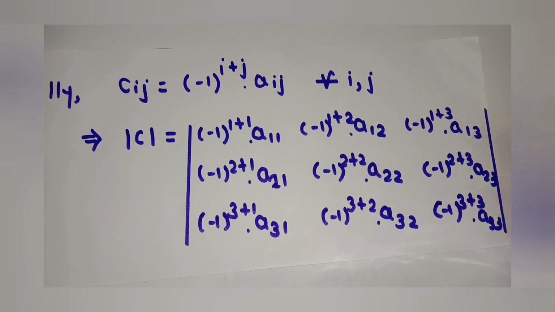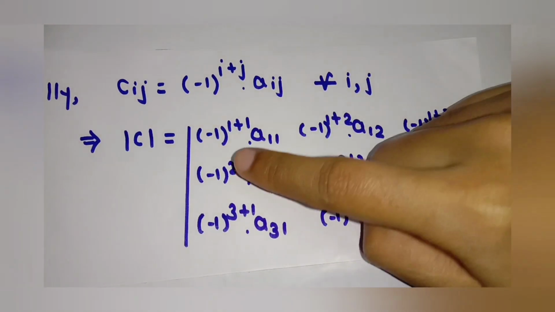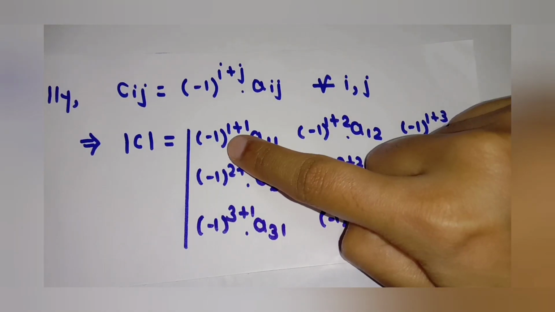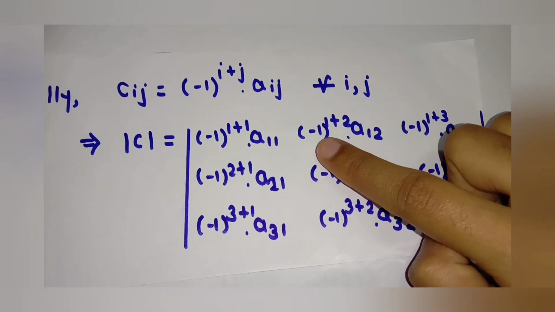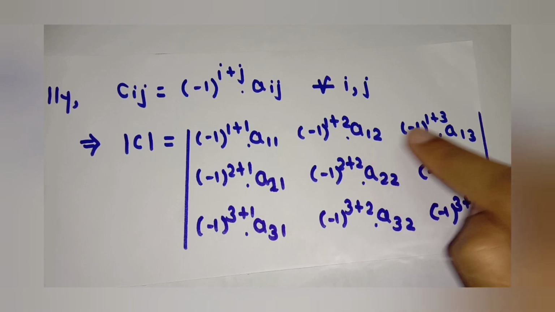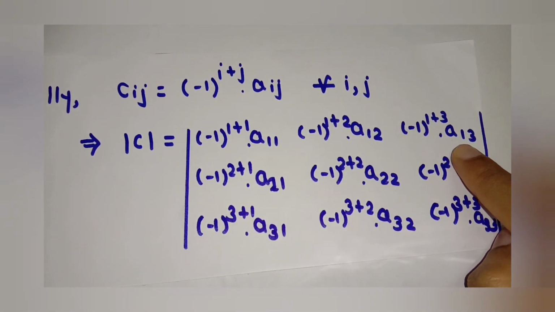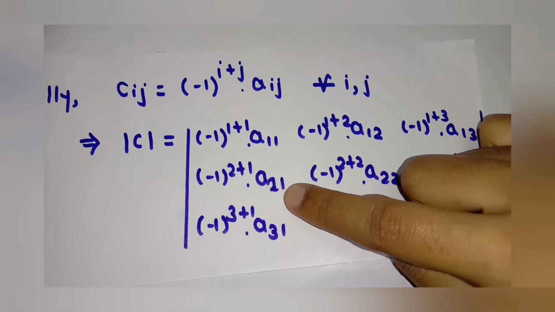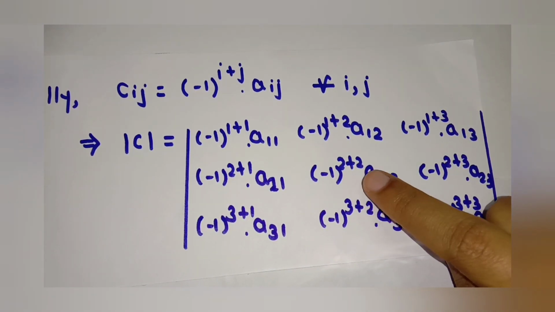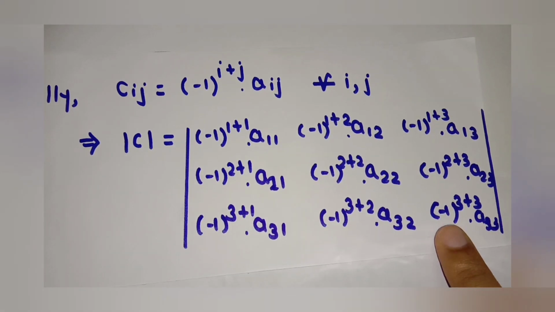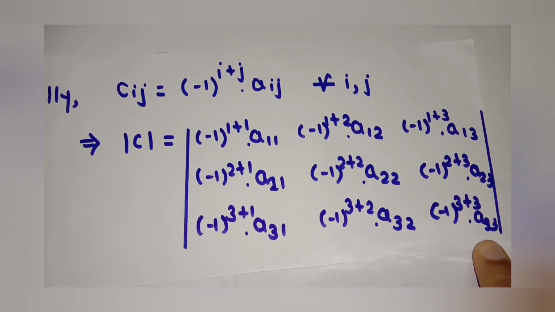Similarly consider the second condition which is given in the question. As the options are asked about determinant, therefore convert this equation into determinant form. Therefore we have determinant C is equal to determinant of minus 1 raised to 1 plus 1 into A11, minus 1 raised to 1 plus 2 into A12, minus 1 raised to 1 plus 3 into A13, minus 1 raised to 2 plus 1 into A21, minus 1 raised to 2 plus 2 into A22 and so on, minus 1 raised to 3 plus 3 into A33.